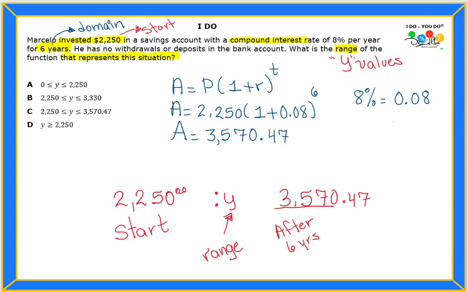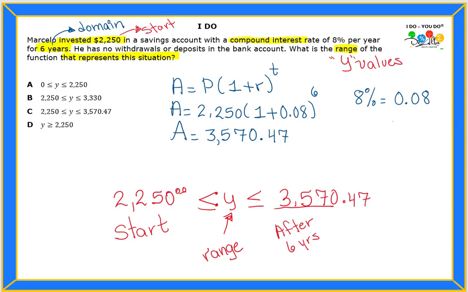So this one gets the greater than symbol, right? But it can also be equal to. So we put the little line on the bottom, okay? Now, but it needs to be less than $3,570.47. So we're going to use the less than symbol. And also it will be the equal sign on the bottom, right? So that will be my answer.